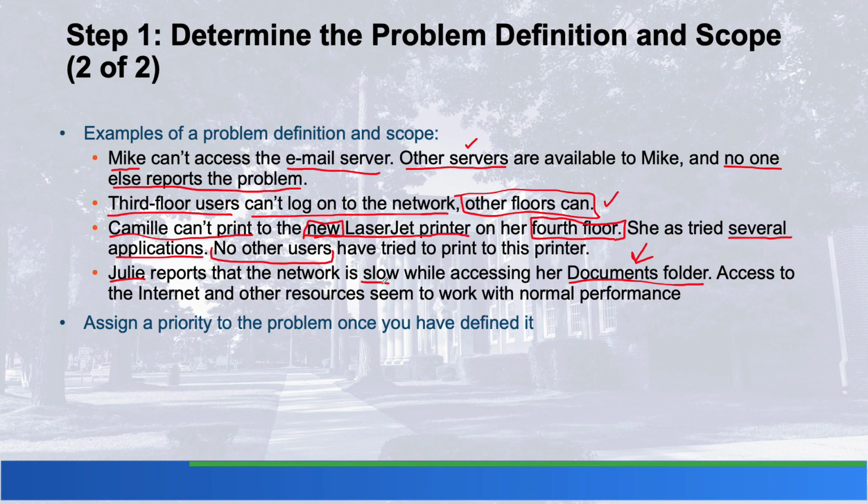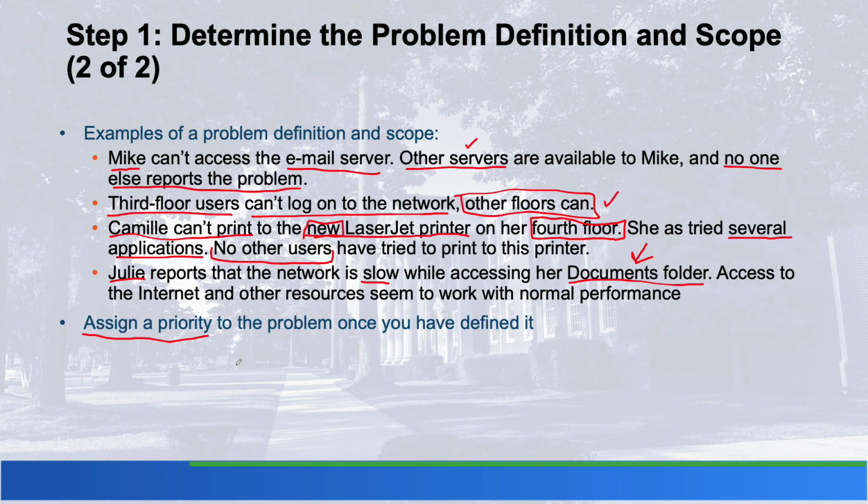Once we define the problem, the scope of the problem, and the definition, then we're going to assign a priority to it. Typically, we're not going to solve one problem at a time. We're going to have multiple service tickets. So we're going to assign a priority to the problem. And how do you assign a priority? Typically, what I do is the larger the scope of the problem, the more people it's affecting, the higher the priority.